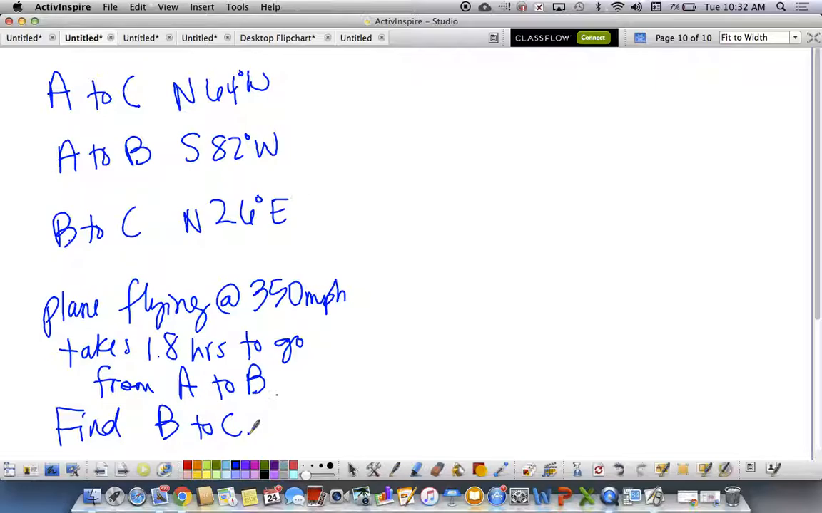Alright, so I did it wrong. Let's draw it. Point A to point C is north 64 degrees west. I'm going north, and I like dashed lines. North, 64 degrees west, I'm going left. Oh, it's really not 64 degrees. We're going to do it a little bit farther. 64 degrees from A to C. Okay, from A to B is south. I'm going south and west, 82 degrees.